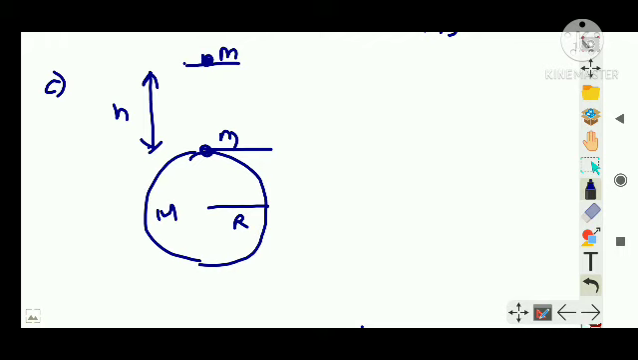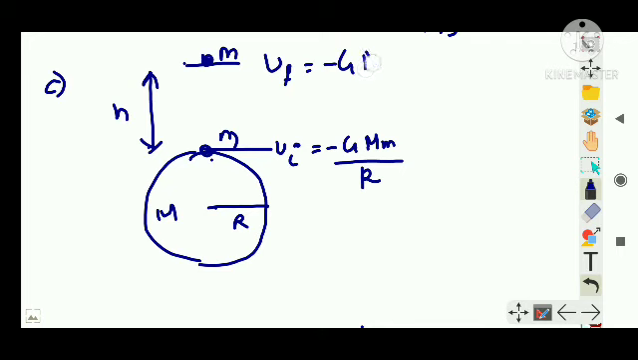So the position of m will change to here, right? Initially the potential energy will be Ui is equal to minus GMm by R, measured from the center of the earth. Whereas the final potential energy will be minus GMm by R plus h. We are measuring from the center of the earth, so it will be R plus h.